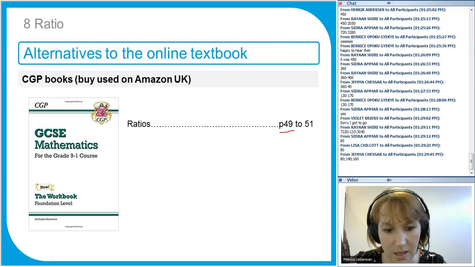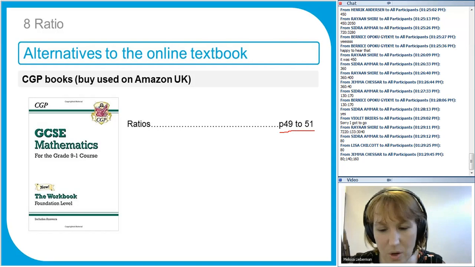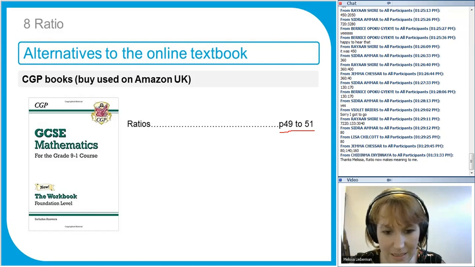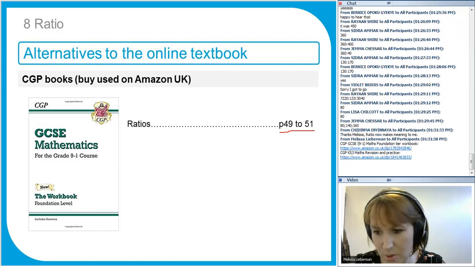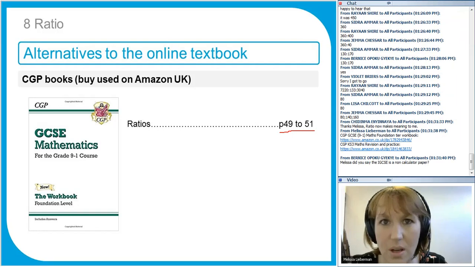So if you find the textbook hard and there's too much text and too much to take in, the questions can be quite challenging even in the foundation tier book. Just get this foundation tier workbook, or even the Key Stage 3 book, which is very similar and covers most things up to about a grade 4. You could buy either of those, and you can get them used on Amazon for a couple of pounds.